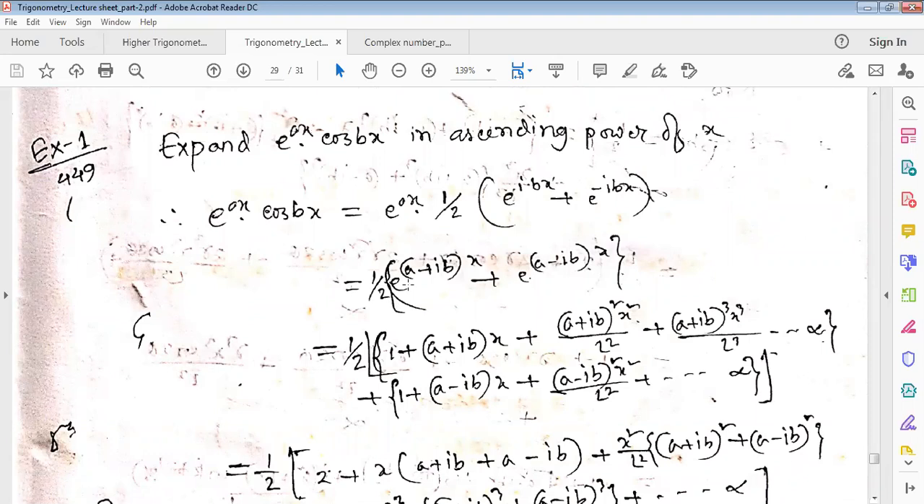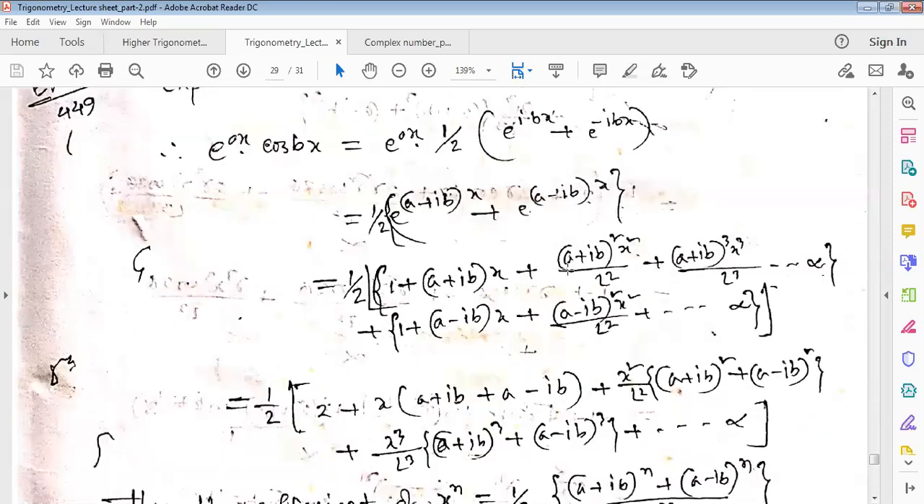Now half, e to the power x multiplying e to the power plus ibx, e to the power minus ibx. Now e to the power x formula what? e to the power x formula: 1 plus x square by factorial 2, x cube by factorial 3. Do you know e to the power x formula? 1 plus x square by factorial 2, x cube by factorial 3 plus x to the power 4 by factorial 4 plus x to the power 5 by factorial 5. Just the series of e to the power x.